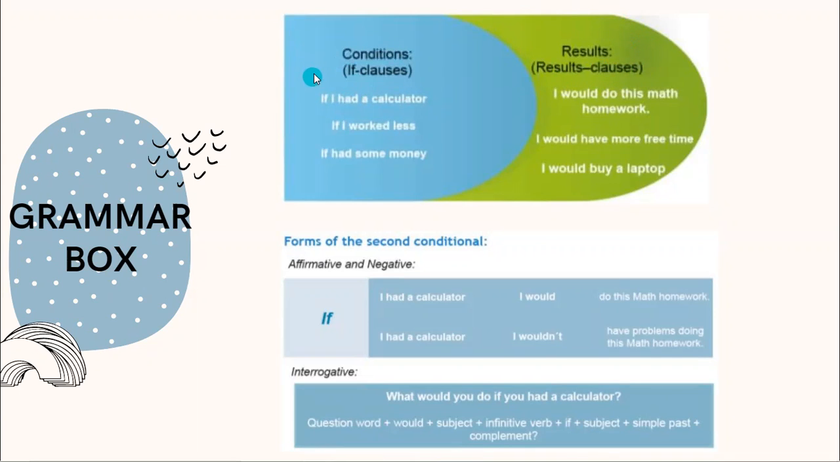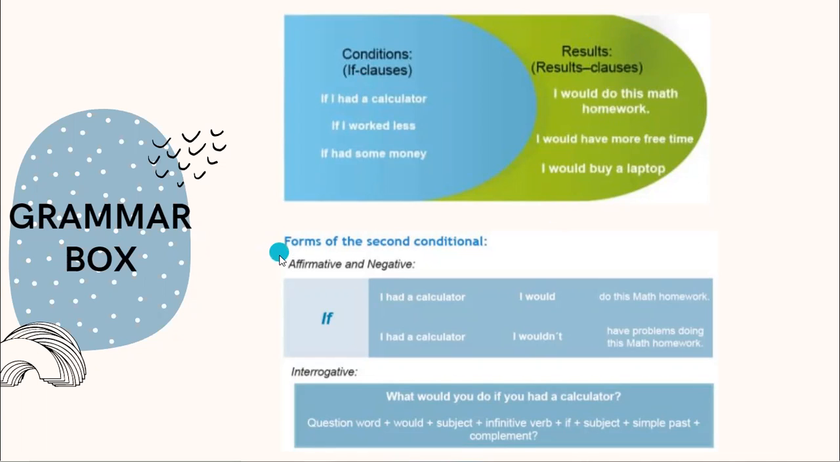For example, if I had a calculator, I would do this math homework. If I worked less, I would have more free time. If I had some money, I would buy a laptop. As you can see, in the conditions we have the word if, and in the results we have the word would.